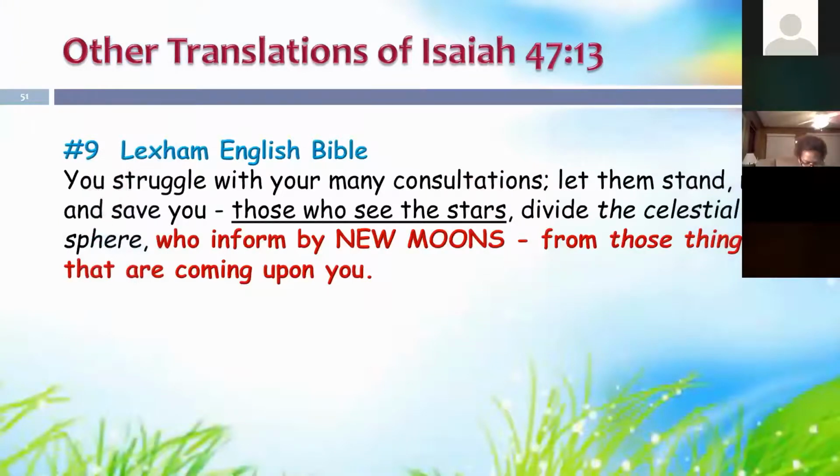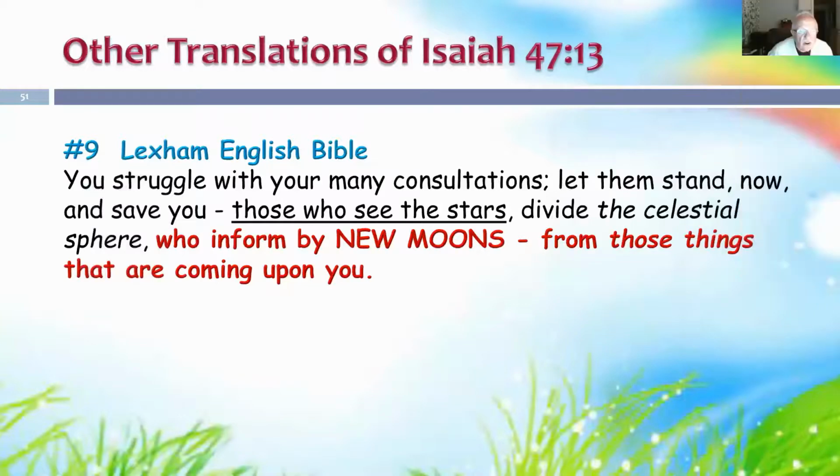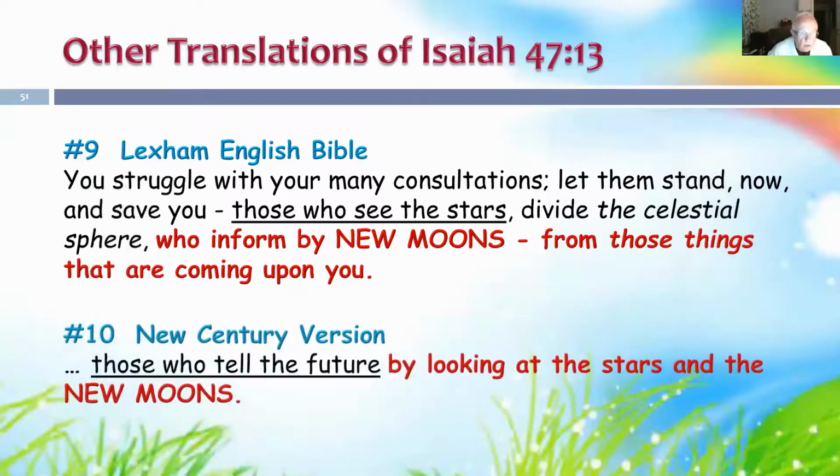Okay, the Lexham English Bible, you struggle with your many consultations, let them stand now and save you. Those who see the stars divide the celestial sphere, who inform by new moons from those things that are coming upon you. And the New Century Version, those who tell the future by looking at the stars and the new moons. Well, we know that they are from Satan and not from our Heavenly Father.